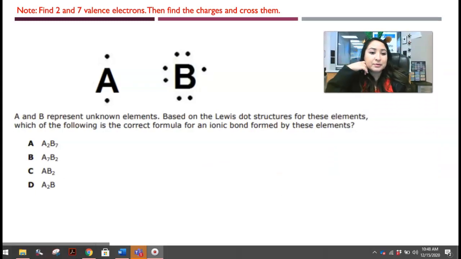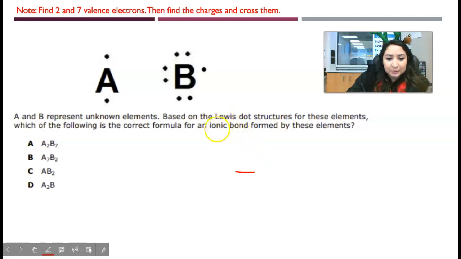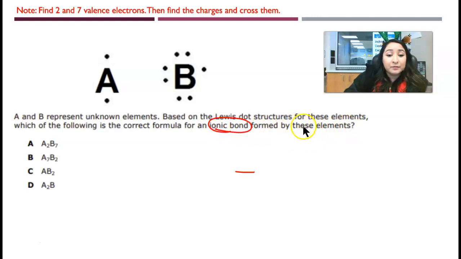Okay, so A and B represent unknown elements. Based on the Lewis dot structures for these elements, which of the following is the correct formula for the ionic bond formed by these elements? So here we have A and we have B. And we're looking for the ionic bond formed by these elements. I can't see my little cursor. So we don't know what these elements are, but we're looking for the formula.